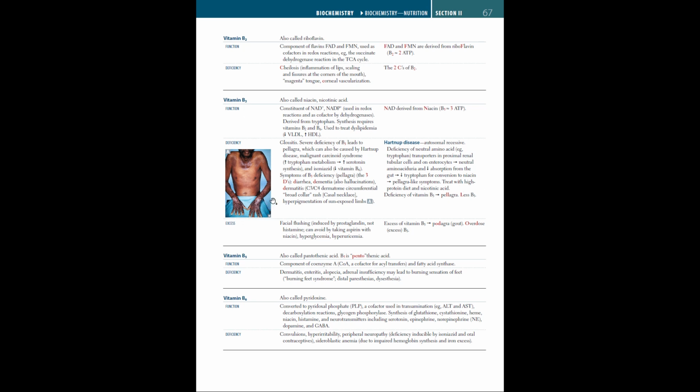Now, excess of vitamin B3 leads to facial flushing. This is induced by prostaglandin, not histamine, and can be avoided by taking aspirin with niacin. It can also cause hyperglycemia and hyperuricemia.